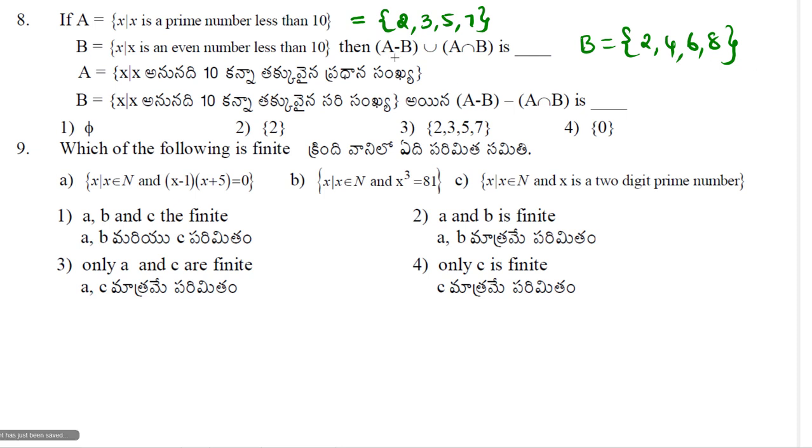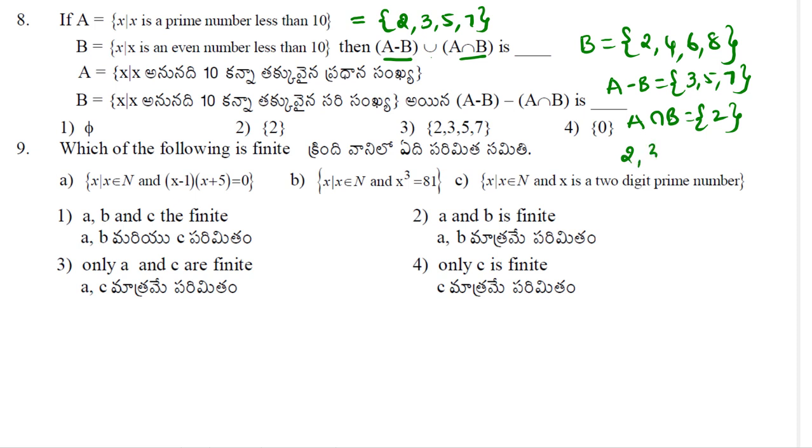Now we need to find out (A minus B) union (A intersection B). First let us find out A minus B. If you find out A minus B, we will get 3, 5, 7. So this is A minus B. Then A intersection B, let us find out. A intersection B equals, what are the common elements in both? Only 2. So the union of these two means we need to write 2, 3, 5, 7. So option 3 is correct.